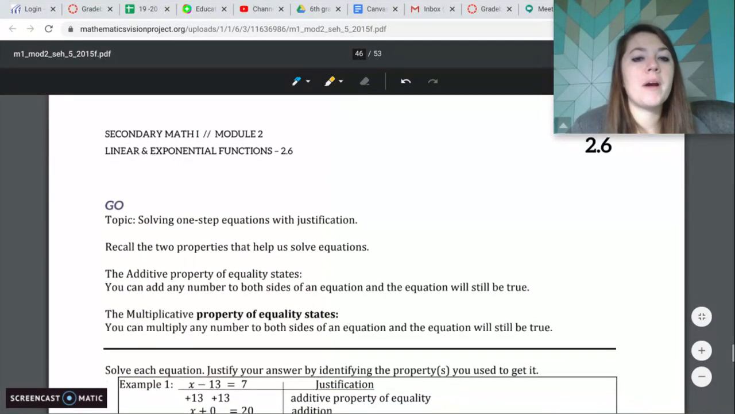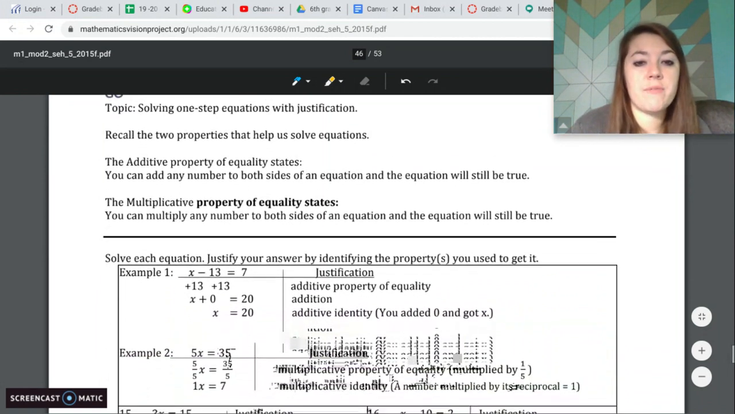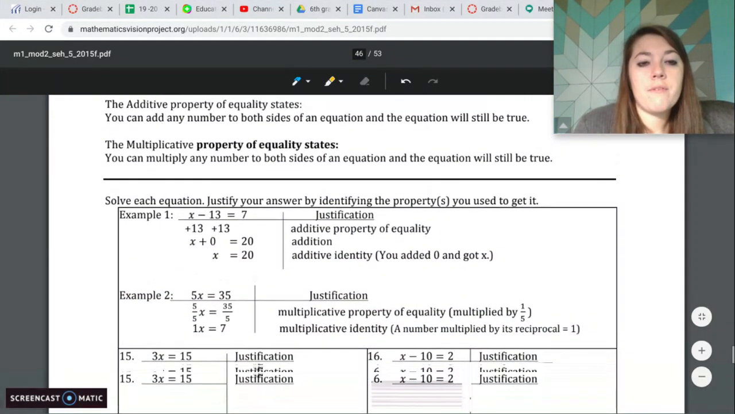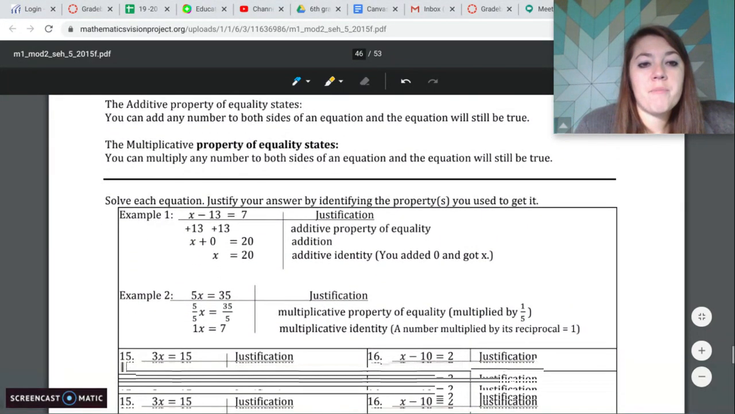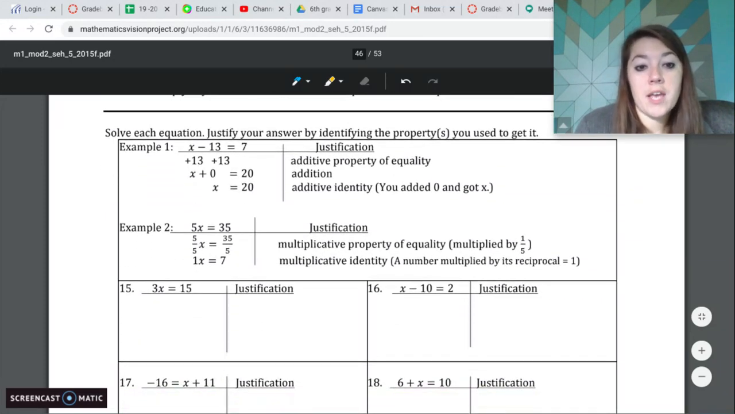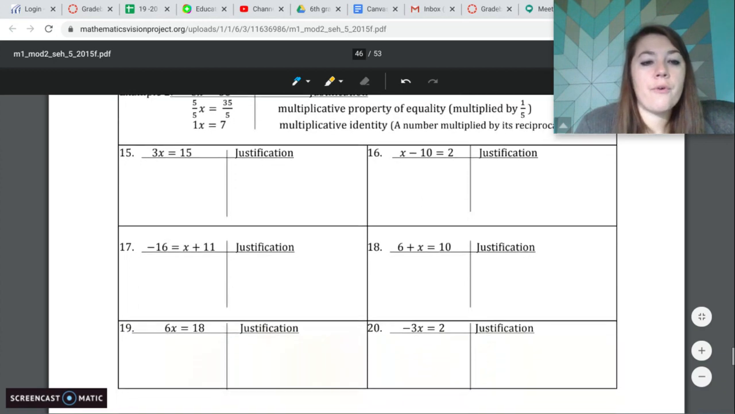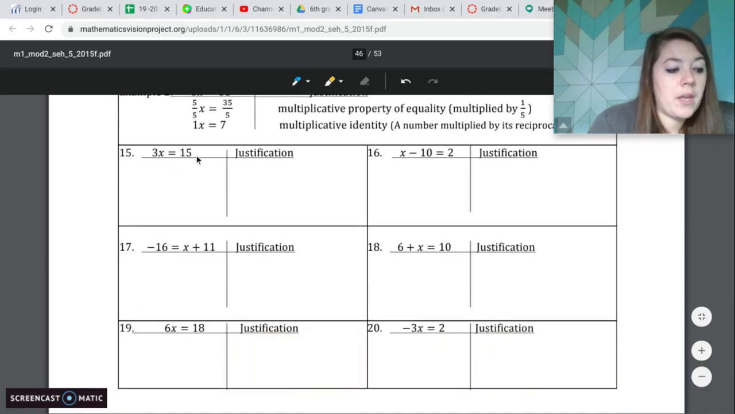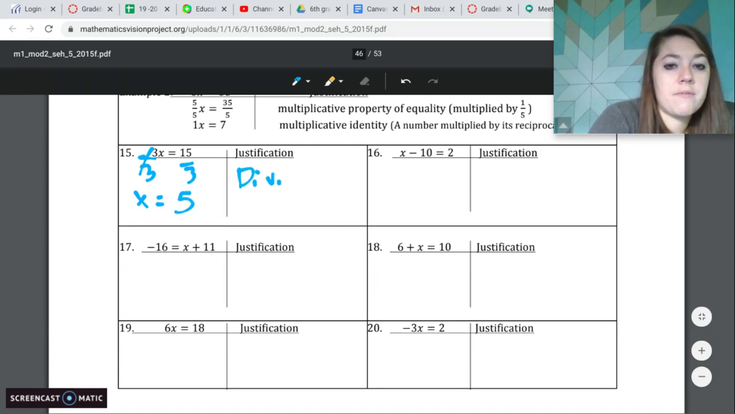All right, the last part is solving one-step equations with justifications. So we've got our different properties. We've got additive property. We've got multiplicative property. You are going to state what your justifications are. So for 15, 3x equals 15. So we're going to divide both sides by 3. So x equals 5. Our justification is division property.